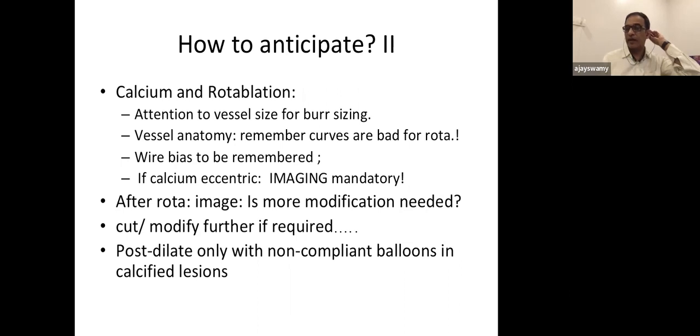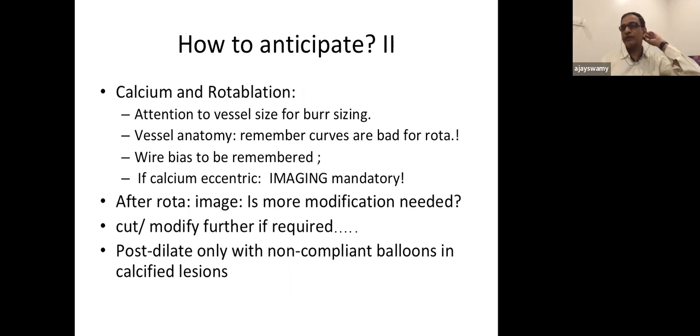Vessel anatomy is important. Curves are not good for rota, and it's important to be careful and gentle with taking the rota across any curve. Wire bias is to be remembered. It will often go along the inner side, and if the calcium spur is on the opposite side, then you are stuck because you might not actually ablate the calcium and you'll end up with the burr going and exiting the architecture of the vessel. If calcium is eccentric, only on one side on the angiogram, imaging is mandatory for you to decide where the wire bias is and which side your rota burr is going to do. In our lab, we always image after the rota because sometimes before the rota, it is difficult to deliver the imaging catheter.